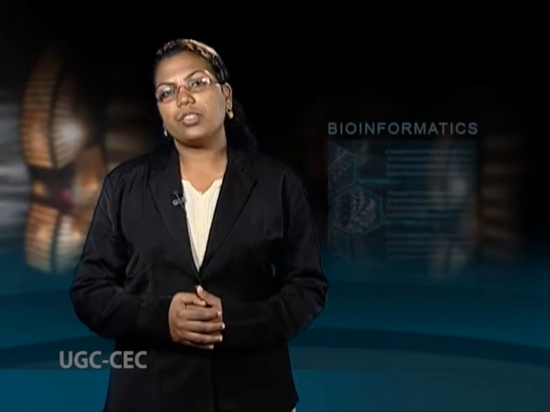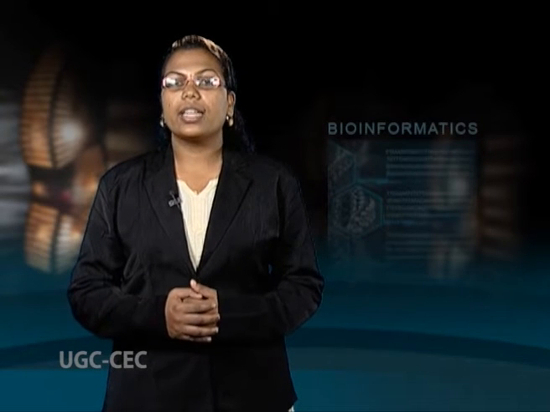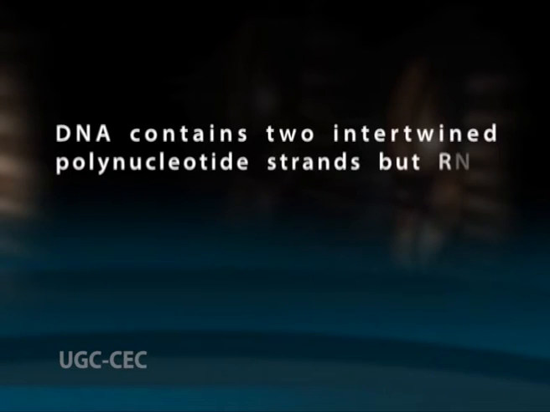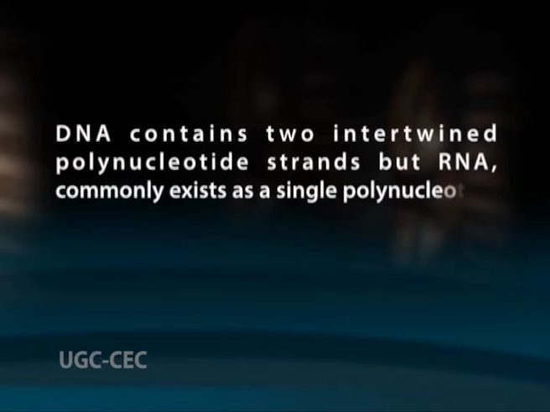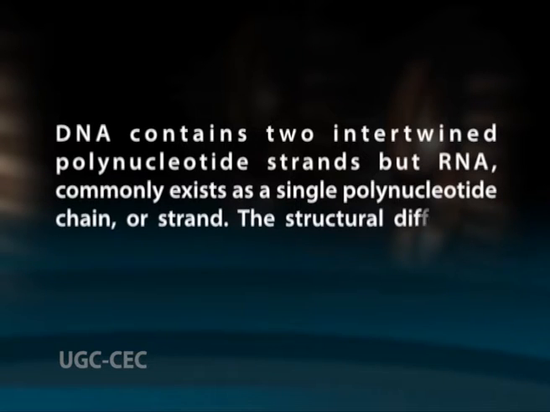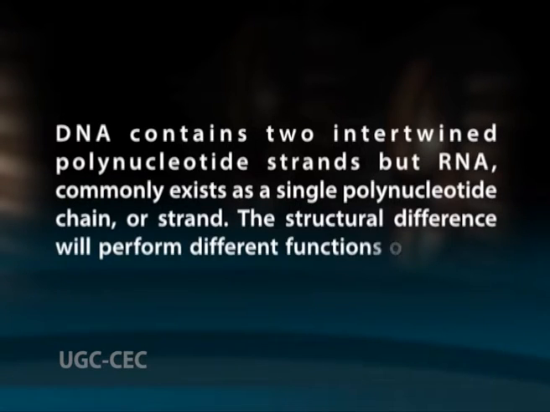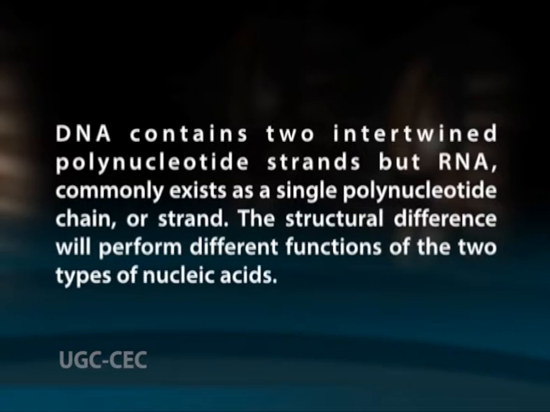While the primary structures of DNA and RNA are generally similar, their conformations are quite different. DNA contains 2 intertwined polynucleotide strands, but RNA commonly exists as a single polynucleotide chain or strand. The structural difference allows the 2 types of nucleic acids to perform different functions.